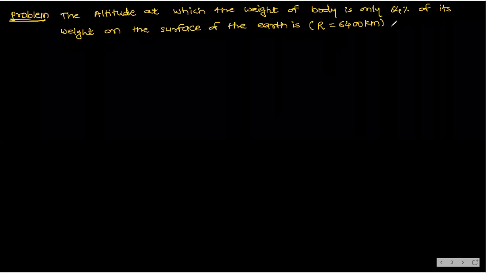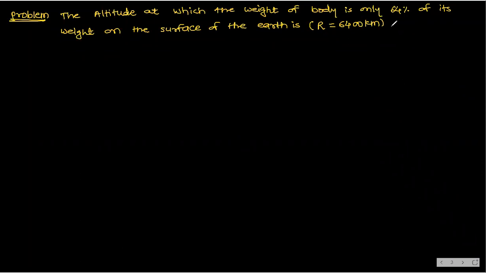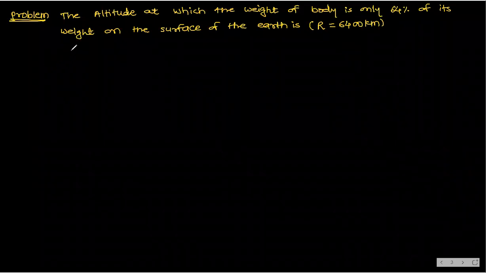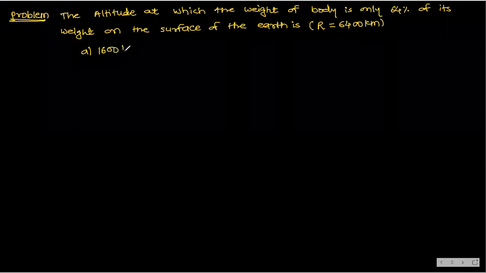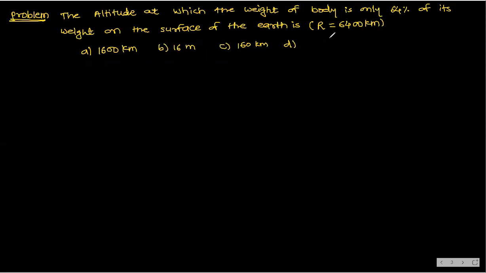Right. So he has given options also. See what options he has given. Option A is 1600 kilometer. Option B is 16 meter. Option C is 160 kilometer. And option D is 1600 kilometer. Okay.